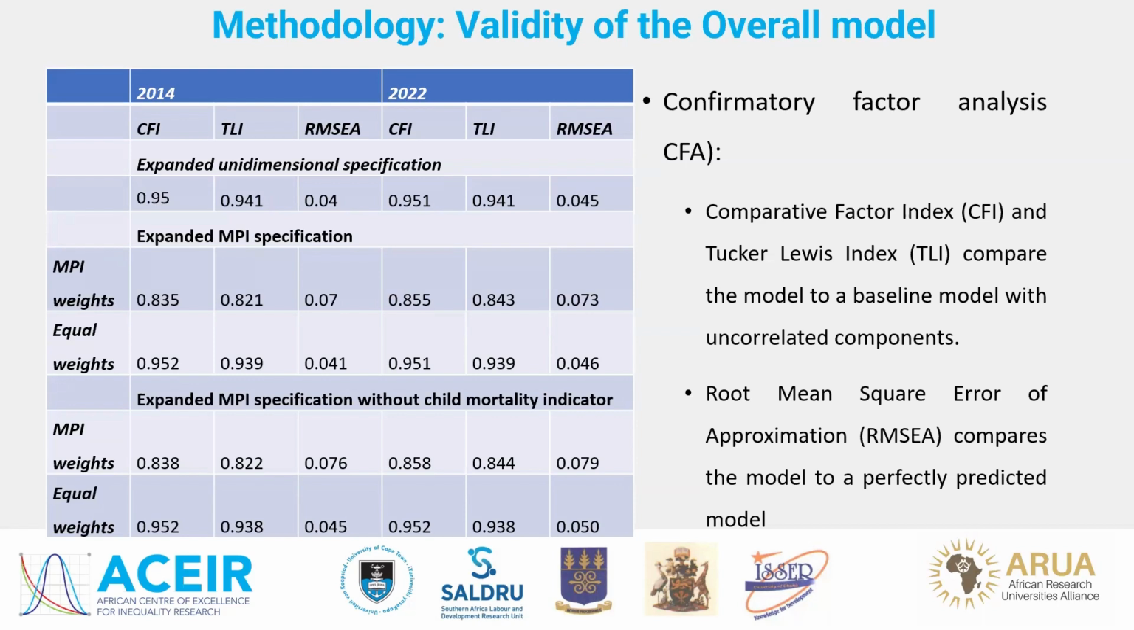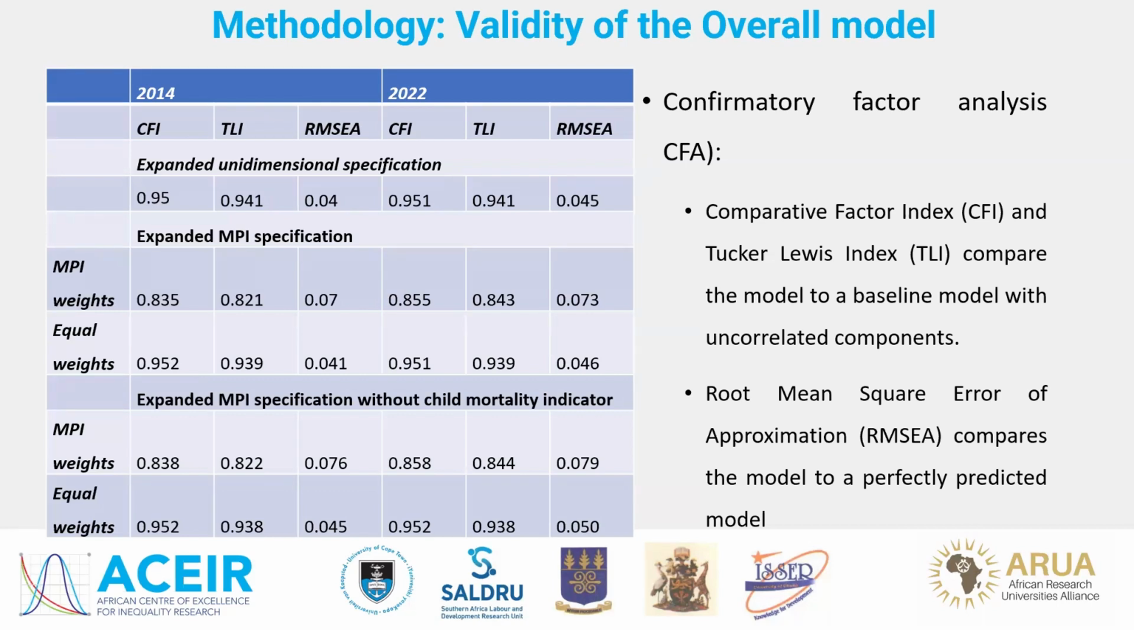When you look at the MPI weighting, you can see that the statistics don't meet the thresholds required, but the equal weighting one actually meets the threshold, and it's very similar to the unidimensional specification. Remember we dropped the child mortality indicator. When we drop it, we can see the MPI weighted multidimensional specification is still below the threshold, and the equal weighting still meets the threshold.